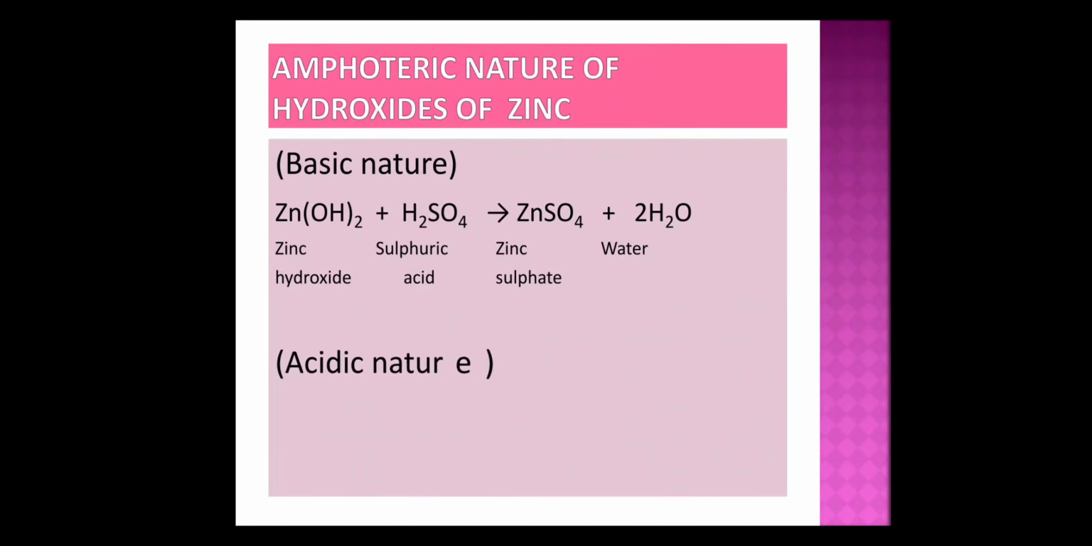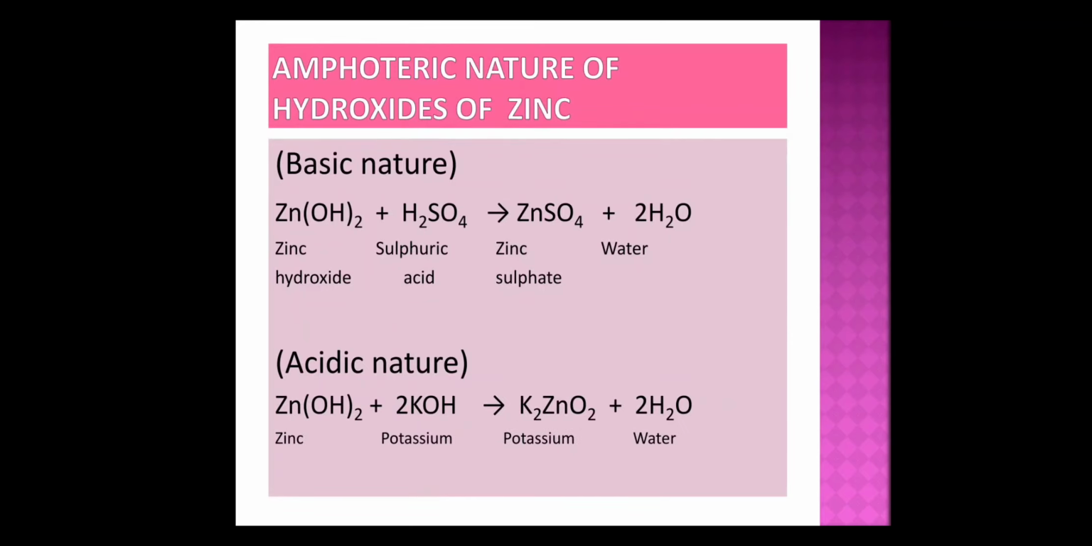Now let's see the acidic nature of zinc hydroxide. Zinc hydroxide reacts with potassium hydroxide to give us potassium zincate and water. So in this case, we see that it acts as an acid because it is reacting with a base to give salt and water.